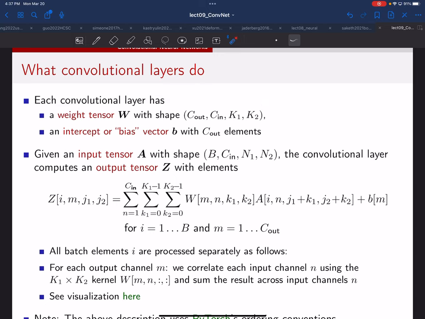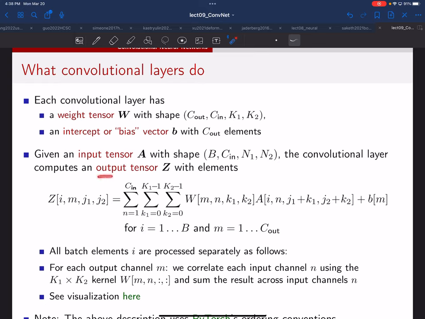And the inputs have to be configured this way. The first dimension is the batch dimension. So if you have a single image, not a whole batch of training images, the dimension here would be 1. Then you have the number of input channels. This is the input tensor, so this is the number of channels in the input. And then these are the number of vertical and horizontal pixels coming in.